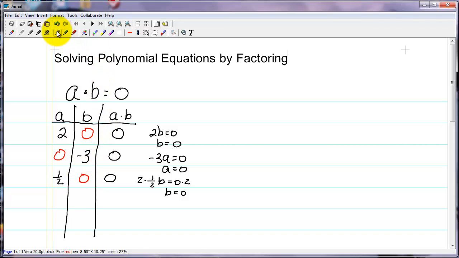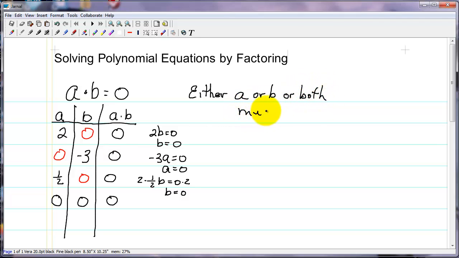Let's see the last example. What if both A and B were 0? What do you get if you multiply 0 times 0? Well, you get 0, so that's a solution too. So the thing that's common here, for this equation to be true, either A or B or both must equal 0.